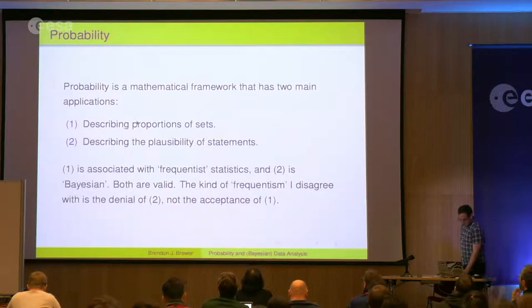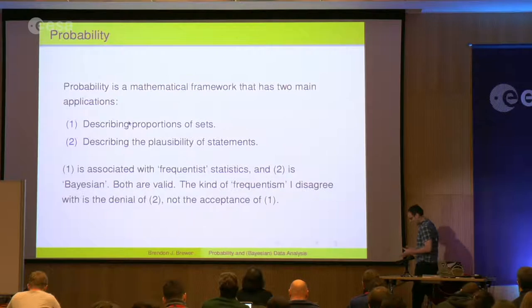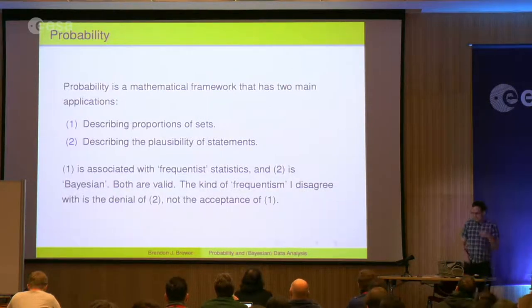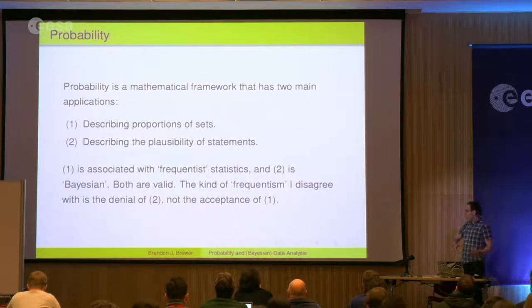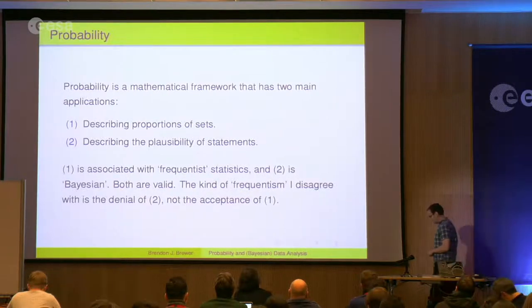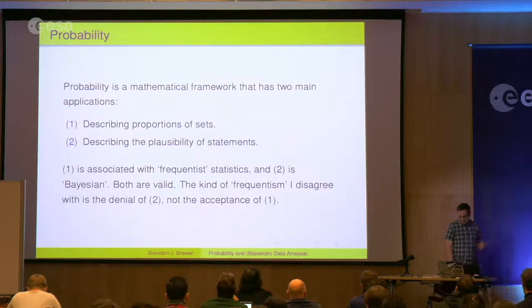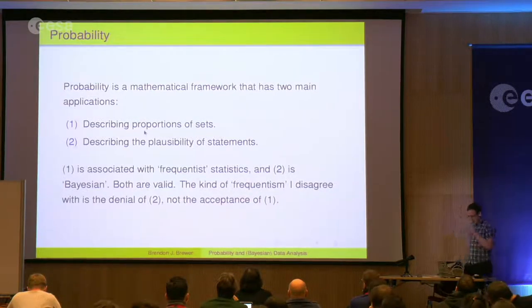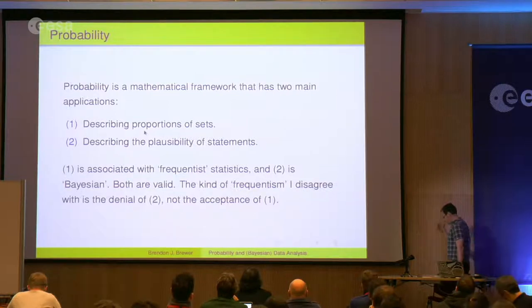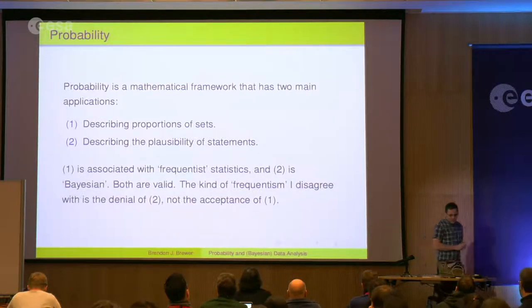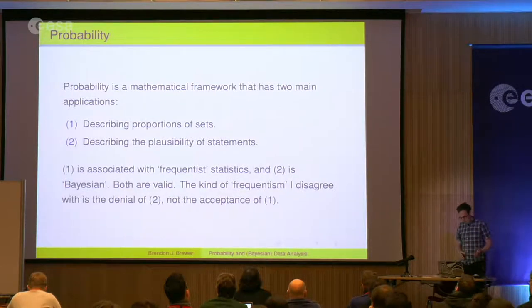So the other application of probability is to describe sets or proportions of sets. So things like 30% of men are taller than 6 feet, say. So X percent of some set has property Y. That is another use of probability theory, and that's more associated with the frequentist idea. It has to do with relative frequency. How common is some property within some set?